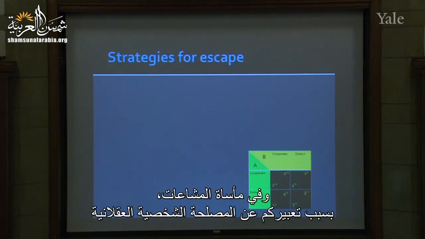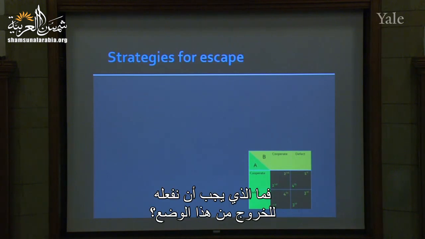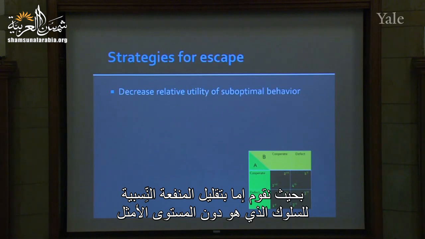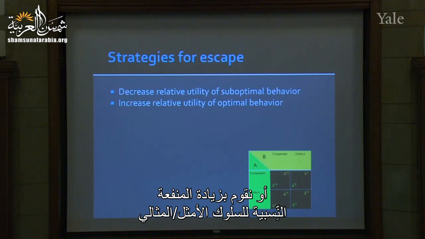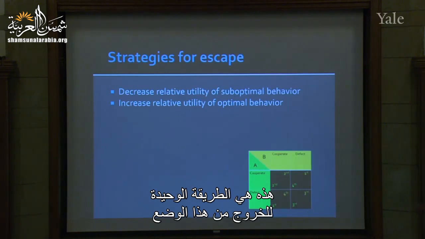And in the tragedy of the commons, you all, as a result of your expression of rational self-interest, ended up in a situation where, as an aggregate, you were worse off. So what do we need to do to escape this situation? Well, we need somehow to structure the decision situation so that we either decrease the relative utility of the suboptimal behavior or increase the relative utility of the optimal behavior. That is, somehow we want to make it the case that B isn't moving us over to the right and that A isn't moving us down to the bottom. That's the only way for us to get out of this situation.